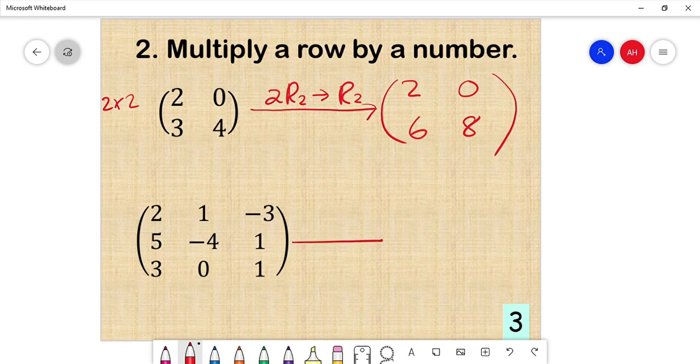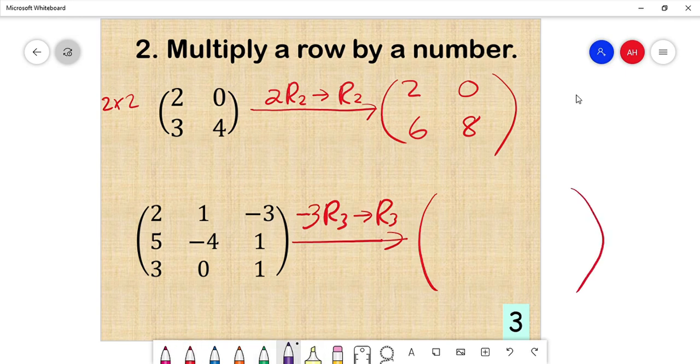Now for this matrix, let's do this. Row number 3, we want to multiply it by, for example, negative 3, and write down the answer, of course, in row number 3 and see what happened. Row number 1 is still the same because we didn't do anything with it: 2, 1 and negative 3. Row number 2 is also still the same: 5, negative 4 and 1. But row number 3 we have to multiply by negative 3.